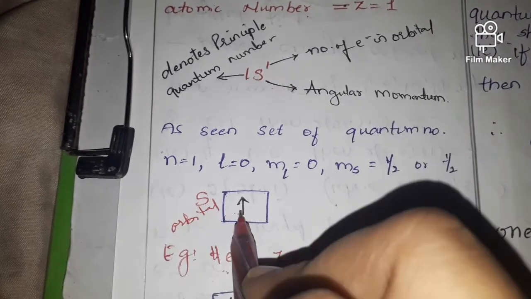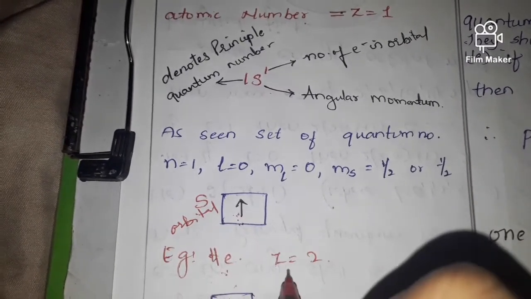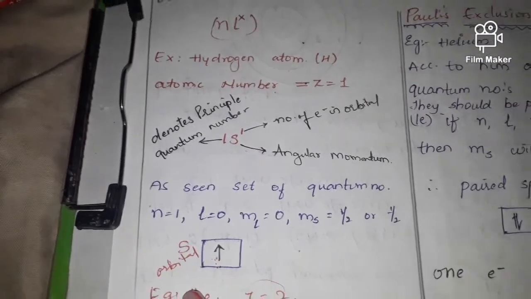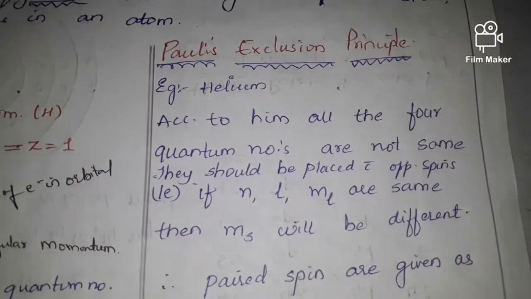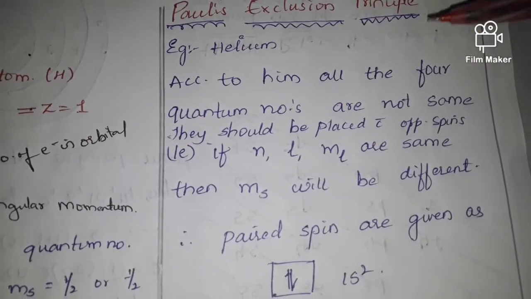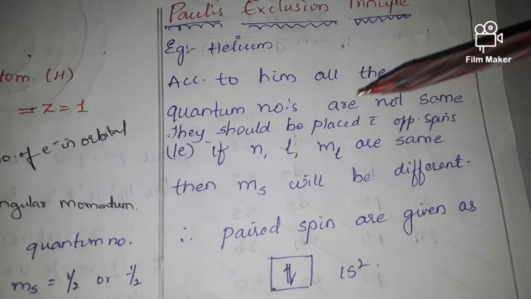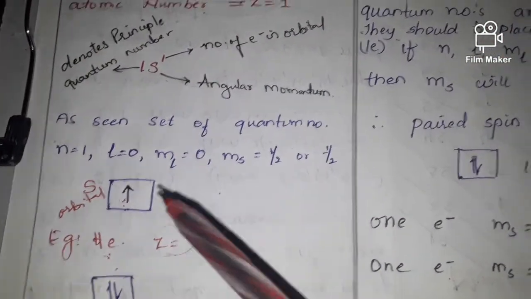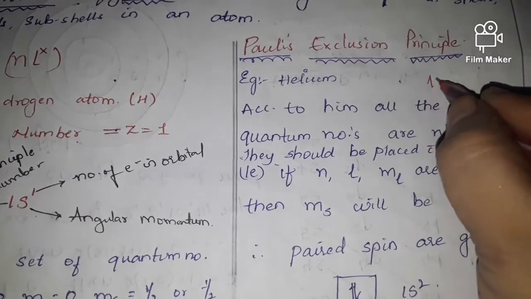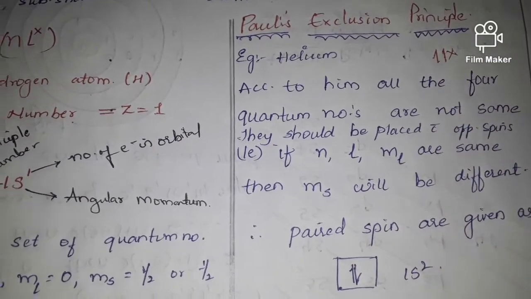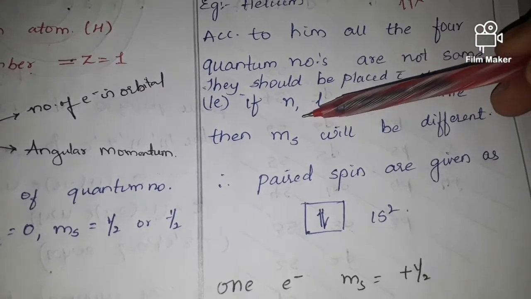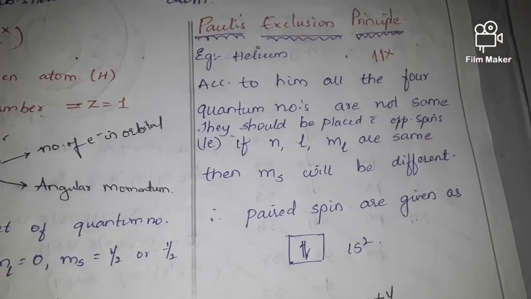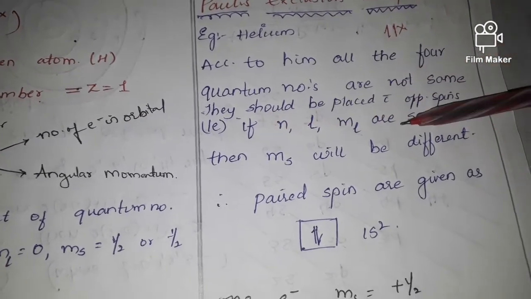For example, if we take helium, Z is equal to 2. Then what will you write there? For that, Pauli explained the next principle. According to him, for an example like helium, all 4 quantum numbers should not be the same. They should be placed with opposite spins. Two same spins should not be available; we must place different spins. If n, l, ml are the same, then ms will be different.